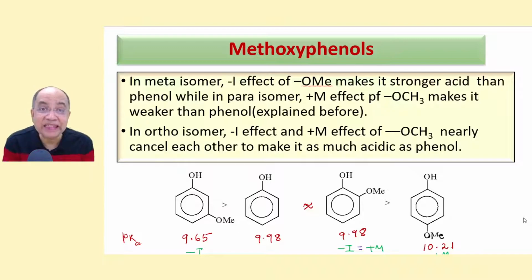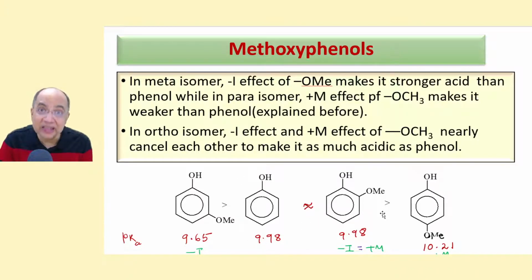Now let us see the peculiar case of methoxyphenols. I had already explained to you before, when methoxy is in the meta position, the plus M effect does not work. It is the minus I effect which will make metamethoxyphenol more acidic than phenol. But the other two, where there is a plus M effect, an electron donating, destabilizing effect on the phenoxide ion, are weaker than phenol.